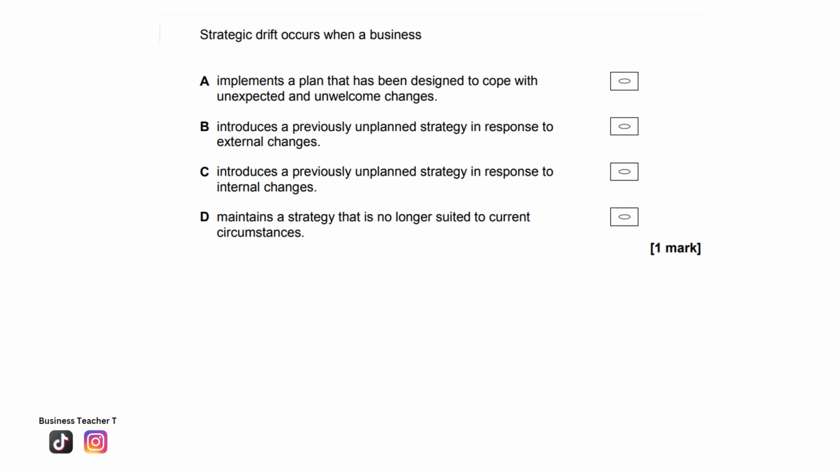Strategic drift occurs when a business A. implements a plan that has been designed to cope with unexpected and unwelcome changes. B. Introduces a previously unplanned strategy in response to external changes. C. Introduces a previously unplanned strategy in response to internal changes. Or D. Maintains a strategy that is no longer suited to current circumstances. And the answer is D. Maintains a strategy that is no longer suited to current circumstances.